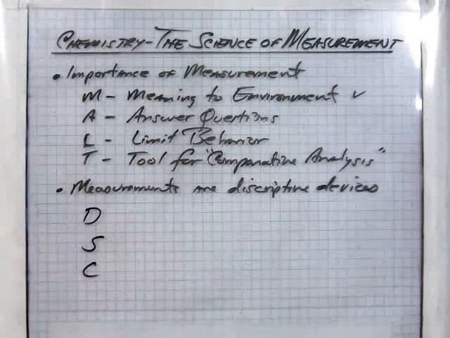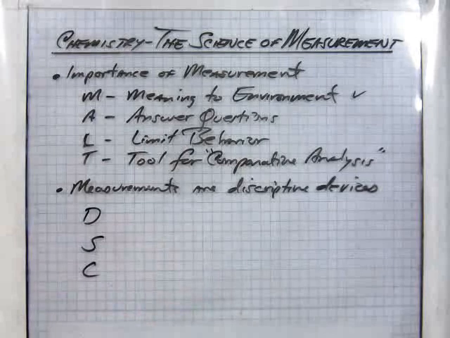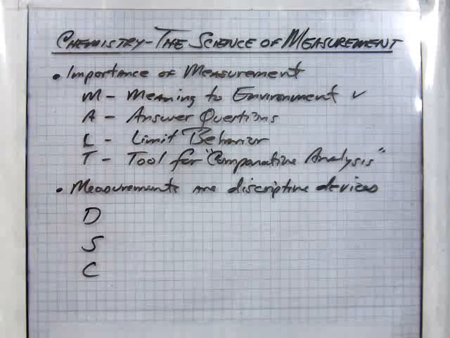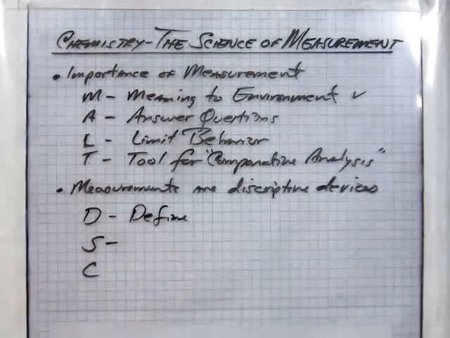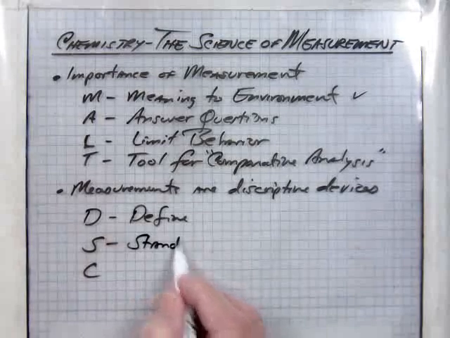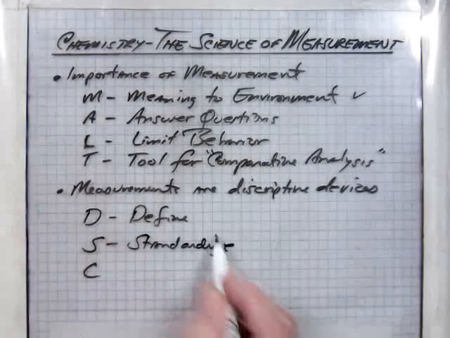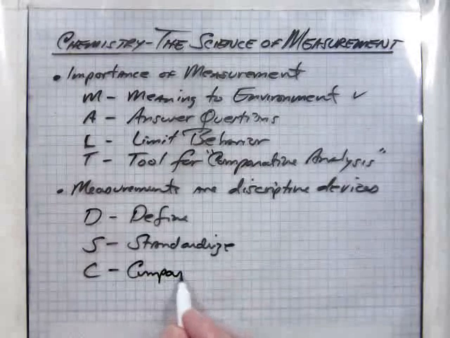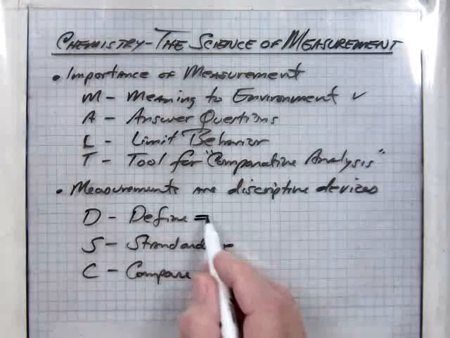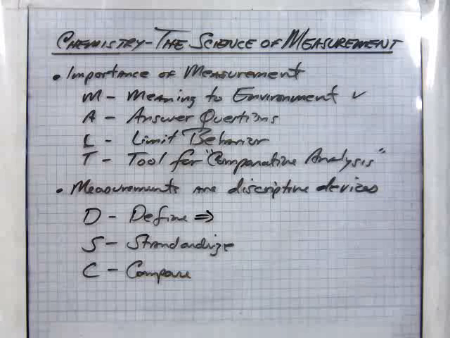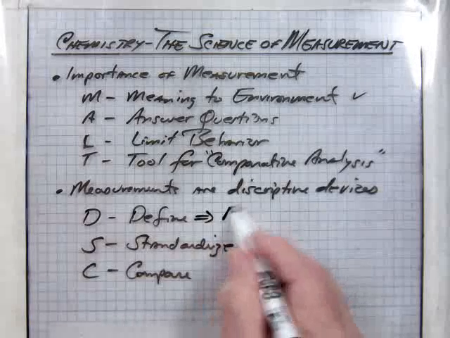DSC. I went to school in Mississippi my first couple of years, Delta State University. It was called Delta State College at that time. So that's how I remember that. And D stands for define, and standardize, and compare. This is the essence of making sense, especially in measurements. When you talk about defining a measurement, we're talking about defining the fundamental quantities.